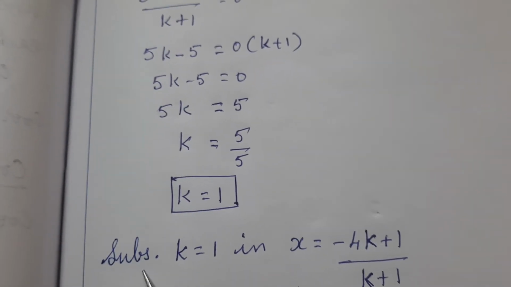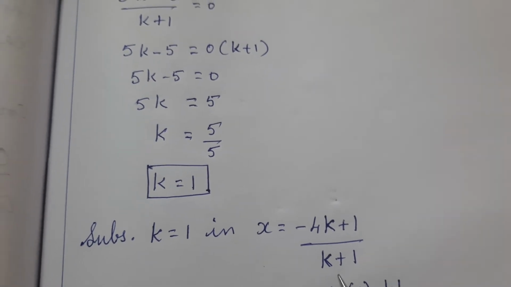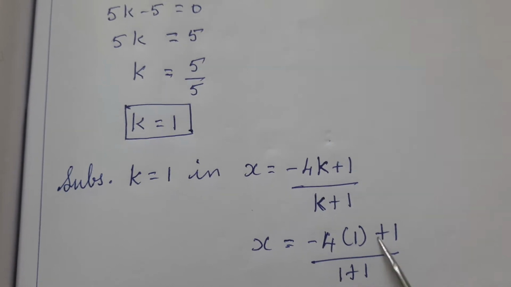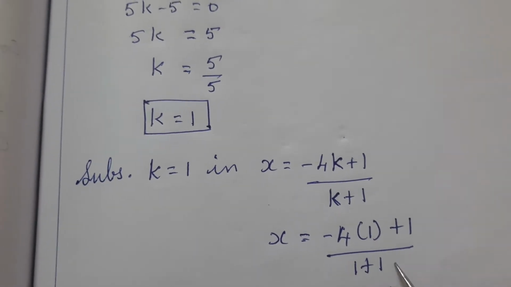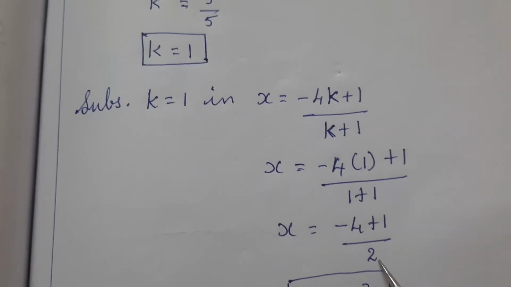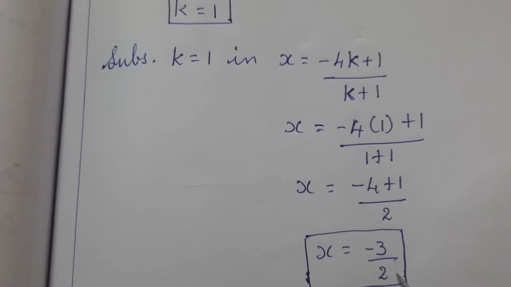So now substitute k is equal to 1 in x is equal to minus 4k plus 1 by k plus 1, as I told you before. x is equal to minus 4 into 1 plus 1 by 1 plus 1. k value is 1, so we get minus 4 plus 1 by 2, that is minus 3 by 2. So x value we got is minus 3 by 2.